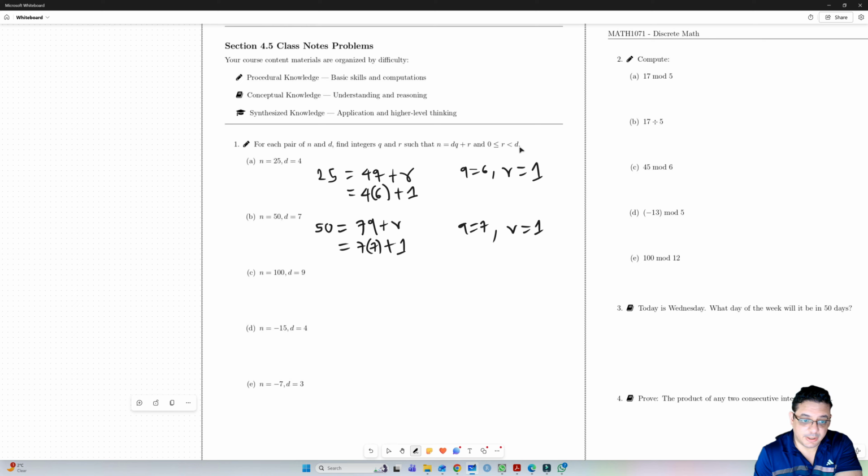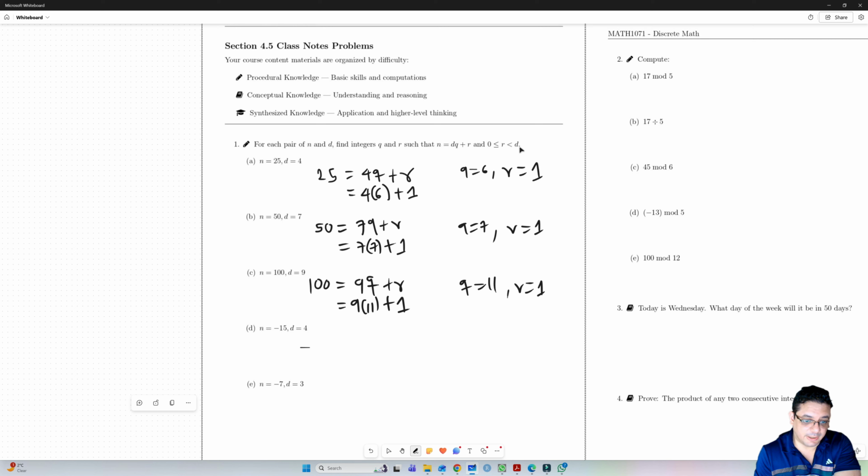r equals 1. Now I have 100 and d equals 9. So 100 is not a multiple of 9. How many times can I fit it? I can fit it 11 times. So 9 times 11 is going to be 99, and so I'm going to have plus 1 to get to 100 once again. And so the q will be 11. The r will be 1.